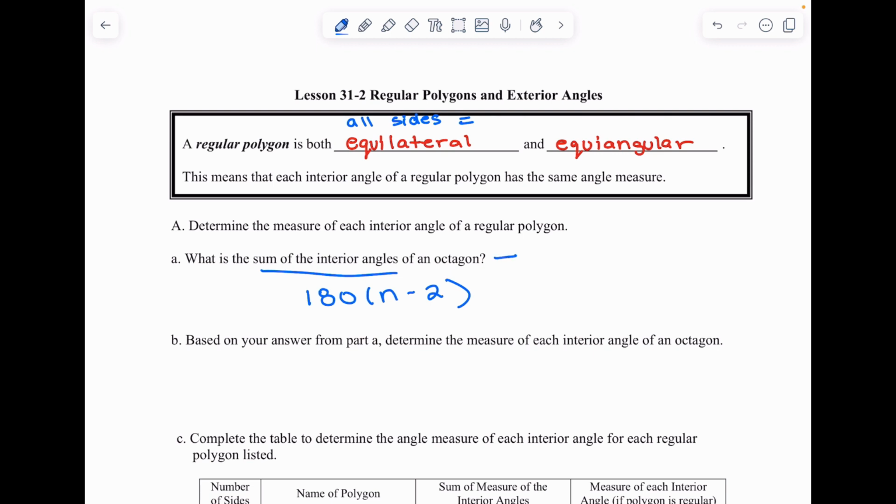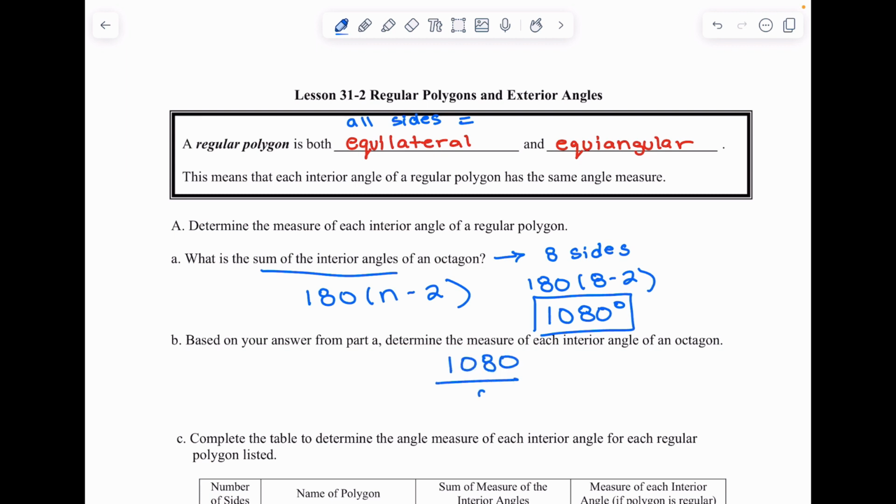And so we should be familiar with octagons at this point. Octagons have 8 sides. And so I'm going to multiply 180 times 8 minus 2. And this tells me that the interior angle sum of an octagon is 1,080 degrees. If we have a regular octagon, that means that all of the angles are the same measure. And so if we divide our total by how many angles there are, which is 8, I can figure out what each angle will measure. And so 1,080 divided by 8 tells me that each interior angle will be 135 degrees.